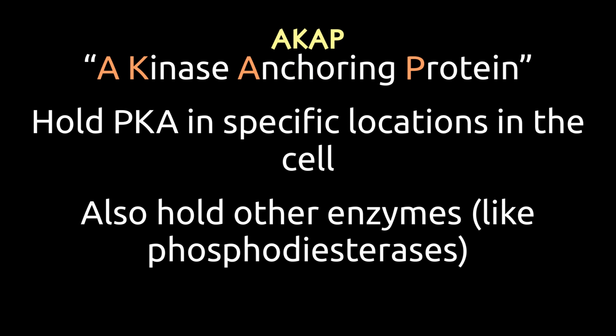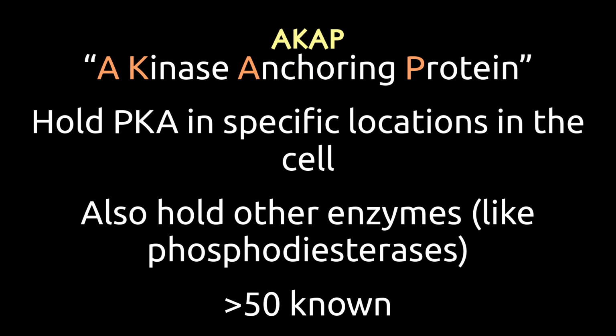So phosphodiesterases in this case, as soon as we stop making cyclic AMP, we want to turn off the PKAs. We don't want them to just keep going after we stop making the cyclic AMP. So we have phosphodiesterases that chew up the cyclic AMP, break it down, and then that signal can stop really quickly.